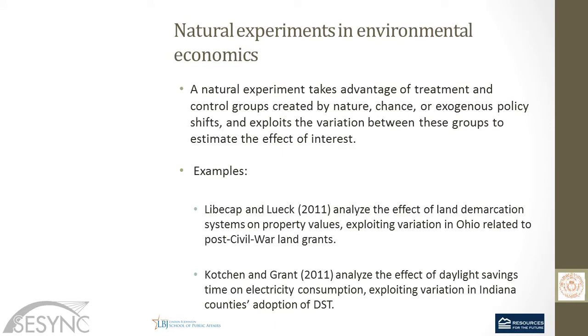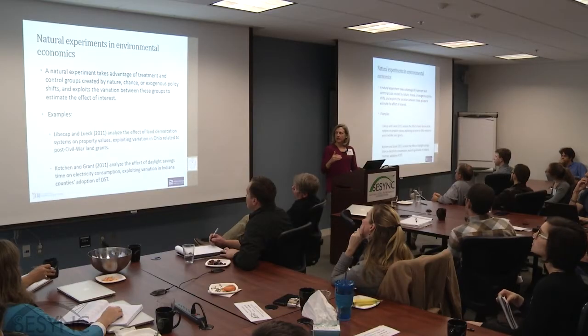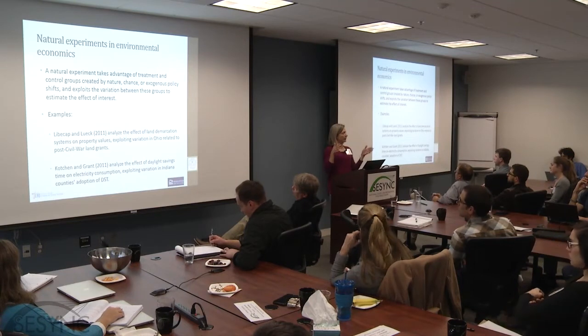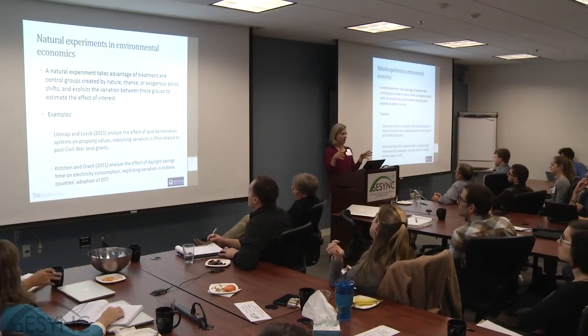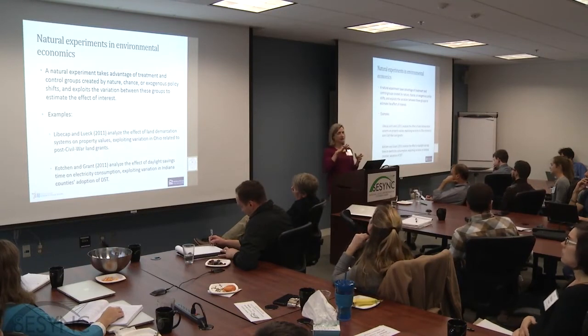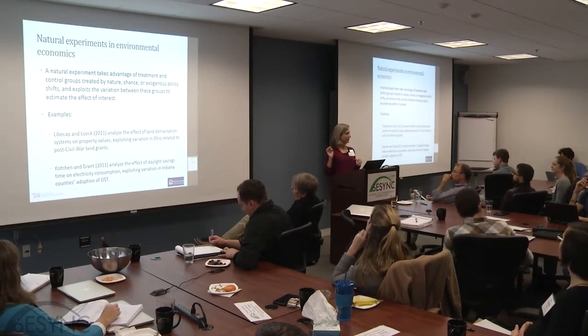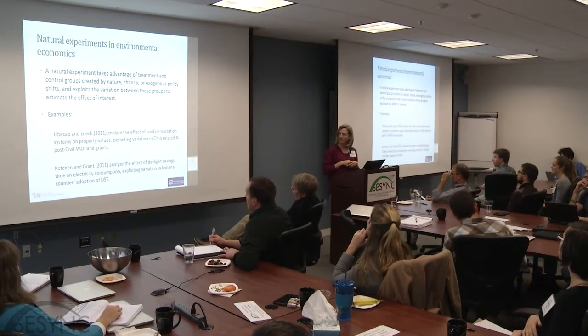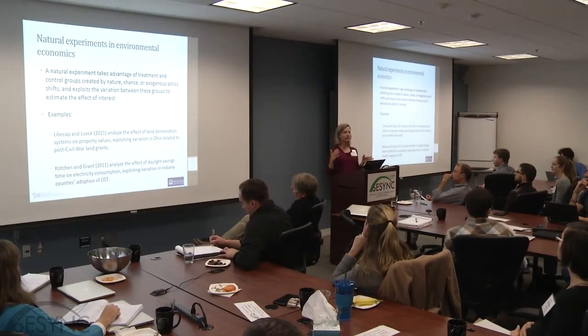Some examples in the environmental realm: there's a nice paper by Gary Libecap and Dean Lueck in 2011, and these guys are very interested in property rights and the influence of property rights on land values, among other things. One way of thinking about property rights and how well they're defined is the system of land demarcation that's being used. If you own property on the East Coast, if you've ever signed a title to a home, you'll know that they use a system called metes and bounds. The original 13 states plus Kentucky and Tennessee use this metes and bounds process where your title to your land says, you walk from the fence post to the post oak and then make a right and go.